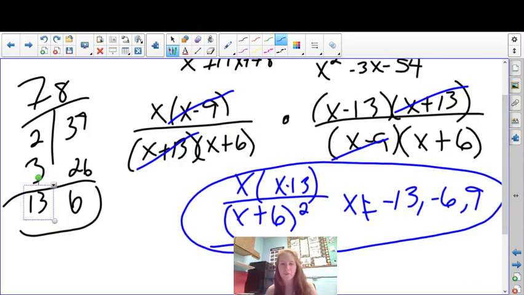So I get x times x minus 13 all over x plus 6 quantity squared, and x cannot be equal to negative 13, negative 6, or 9.